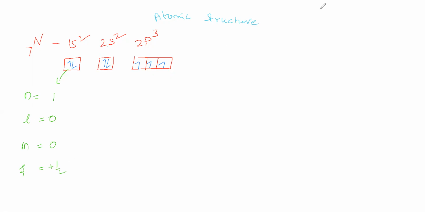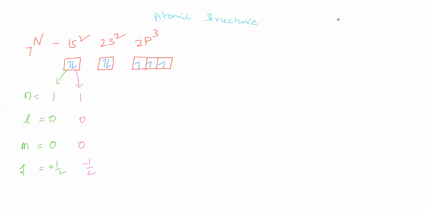Set. Next we will write for the second electron. This electron is present in 1s, therefore principal quantum number is 1. It is s orbital. For s orbital azimuthal quantum number is 0. Azimuthal quantum number 0 means magnetic quantum number also 0. Spin quantum number for this anti-clockwise is -1/2. Now you see these two electrons. For these two electrons, principal quantum number same, azimuthal quantum number same, magnetic quantum number same, but spin quantum number is different. So for these two electrons, one quantum number is different, that is spin quantum number.